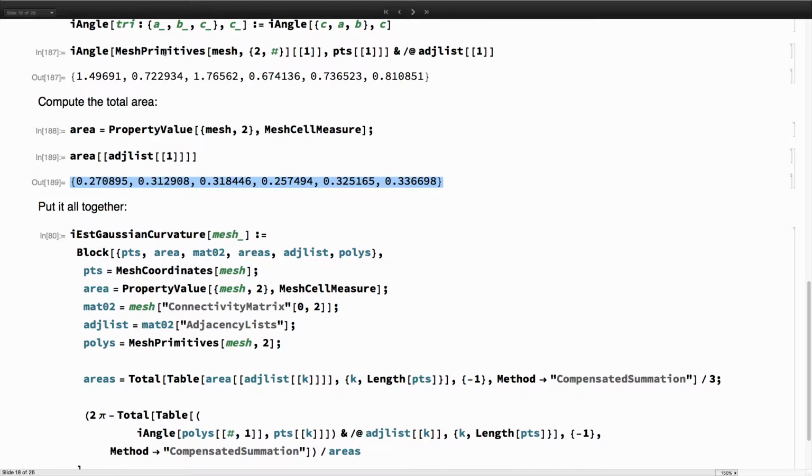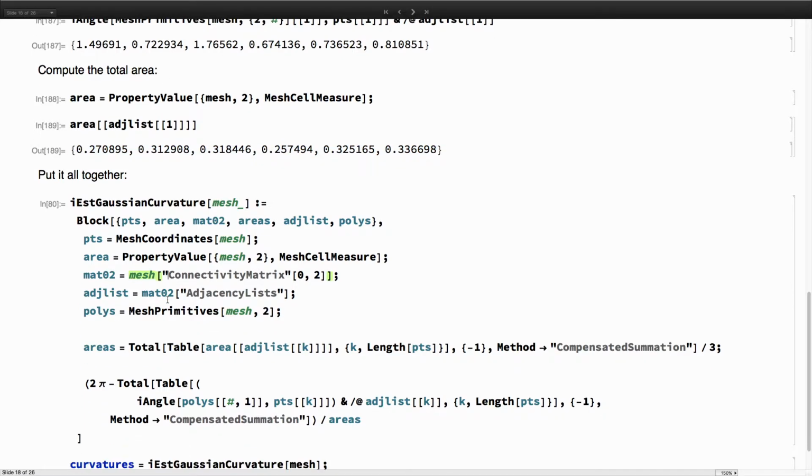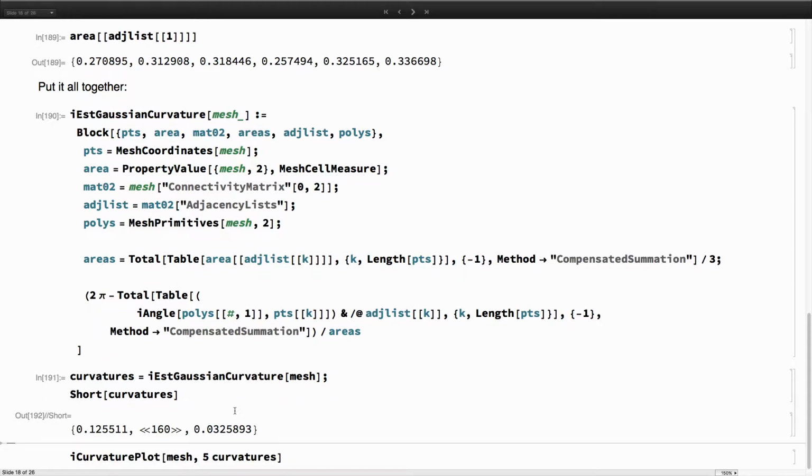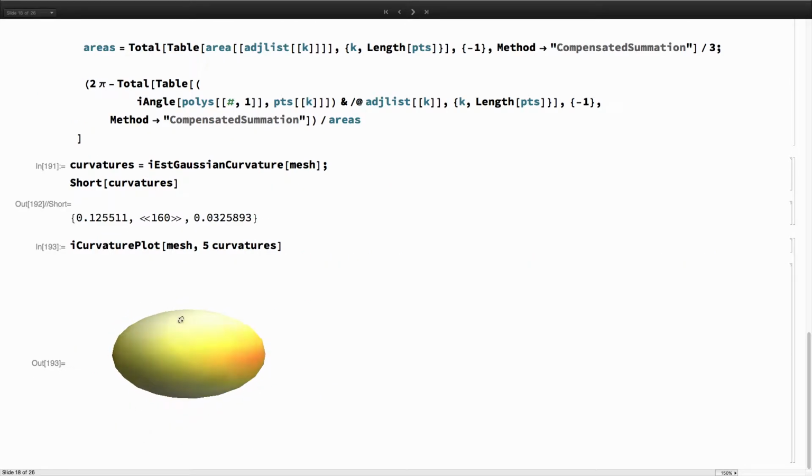So I'm just going to combine these two functions to define the total Gaussian curvature. So here this part is the connectivity matrix, and this is the part for summing the area, and here summing the angle, and then this is exactly what you saw on the previous page, the formula for Gaussian curvature. And if I do this, this is the set of Gaussian curvature for each point, and if I use this function that I defined, this is the graphic of Gaussian curvature on this cylinder.